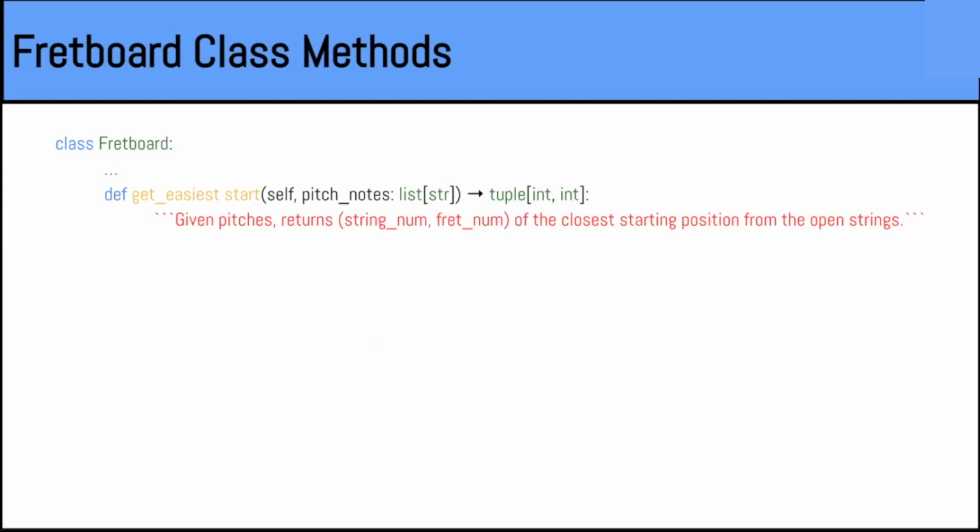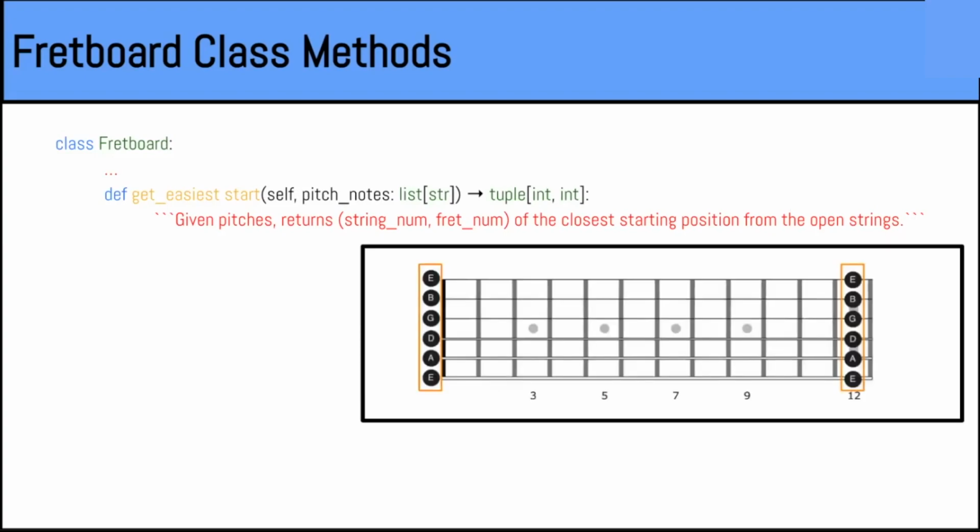The next class method is get easiest start. Given pitches, it returns the string number and the fret number of the closest starting position to the open strings. So given this fretboard, suppose we're asking for A3 and E4 now. We return 2, 3 because this 2, 3 is the closest to the open strings.